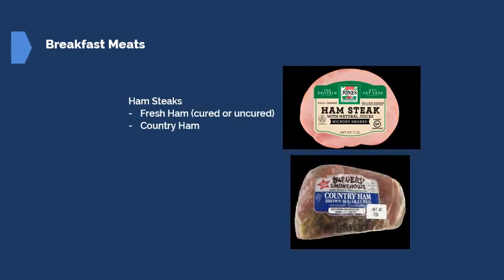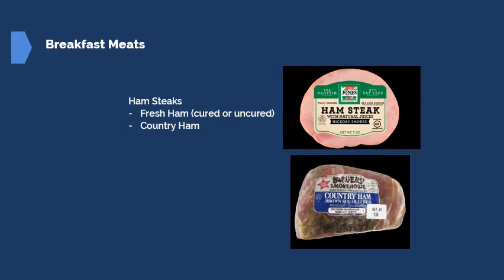Speaking of hams, we've got two different kinds of hams. We've got fresh ham, which can come in cured and uncured styles, and we've got country ham. Fresh ham is typical of what we would see on the table at Christmas or Thanksgiving. It's generally a cooked and cured ham that's been smoked, but you can also get one that is uncured and smoked. You can get one that is uncured and raw and cook it like you would a roast.